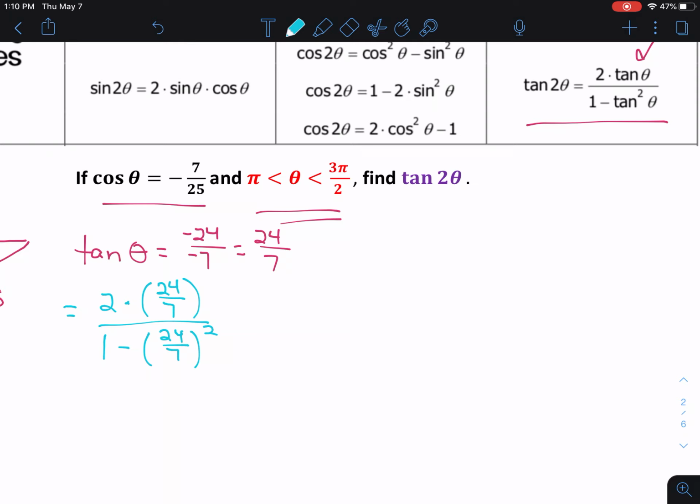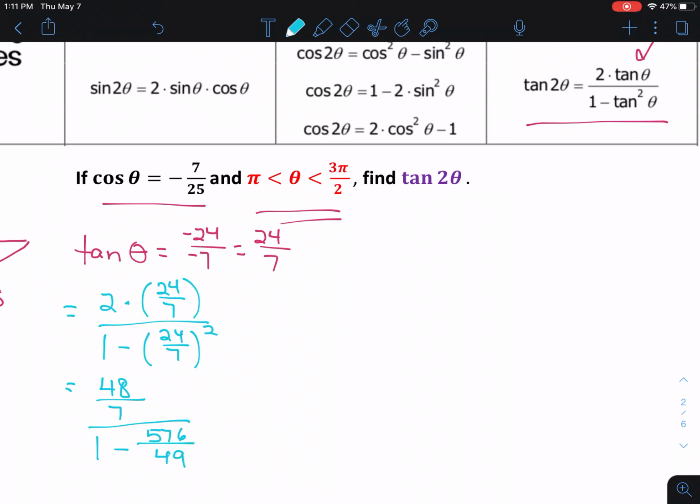And we're just going to simplify this, and kind of the pre-calculus part of this is over with. You're really now just working with fractions and doing some simplifying. So here we go. On the top we would have 48/7, and on the bottom we would have 1 minus 24 squared over 7 squared. So that's 576 over 49.